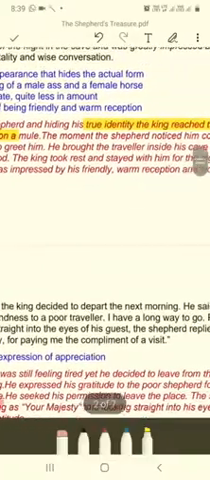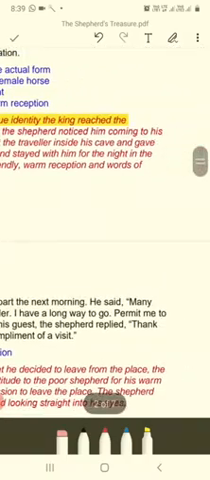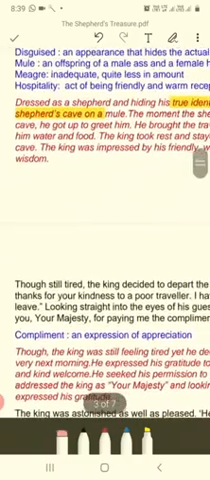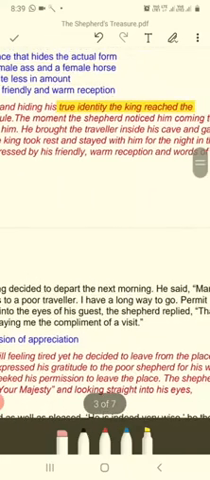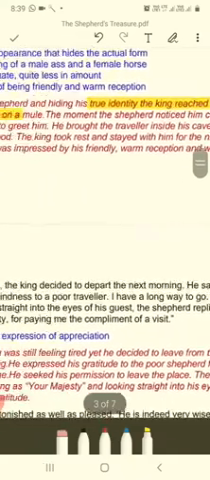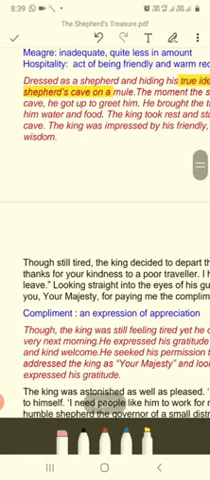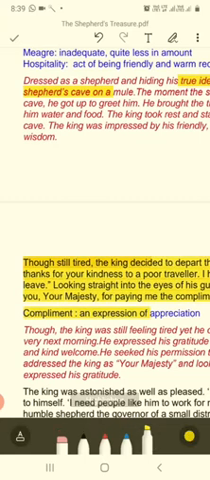The king took rest and stayed with him for the night in the cave. The king was impressed by his warm and friendly reception and words of wisdom. So the king was mighty impressed with this man who was friendly, wise, and hospitable by nature. I've already explained the meaning of hospitable, right? So let's continue.